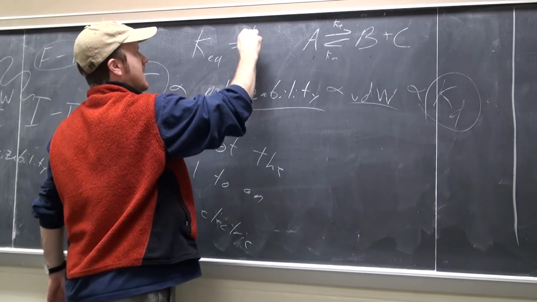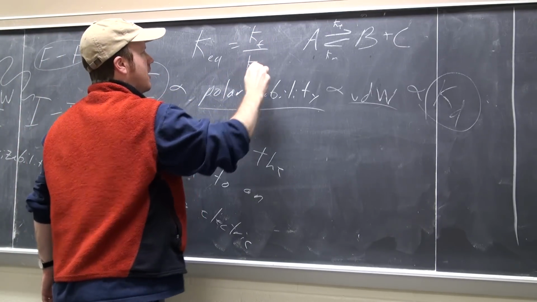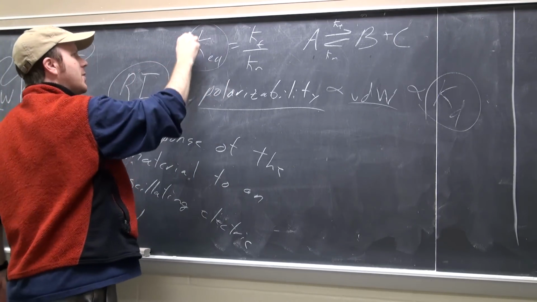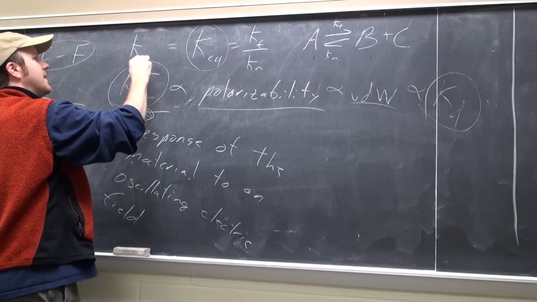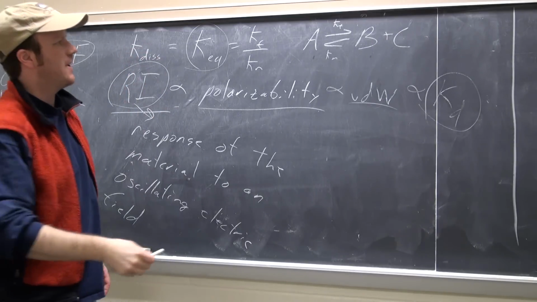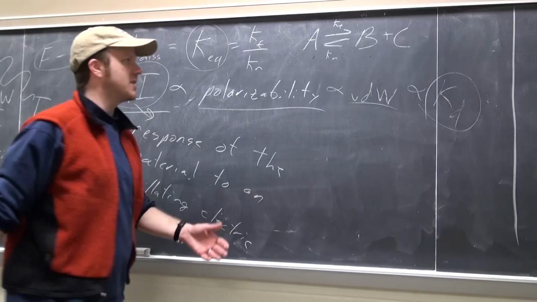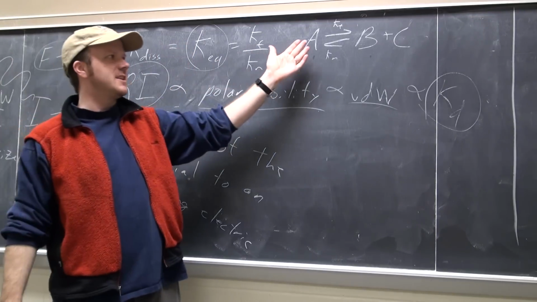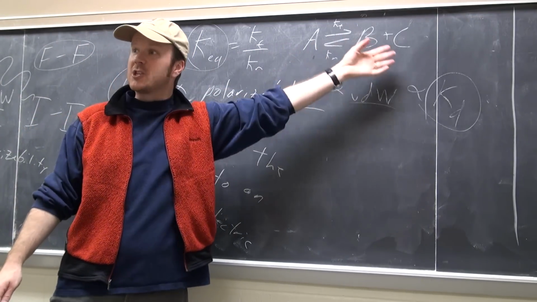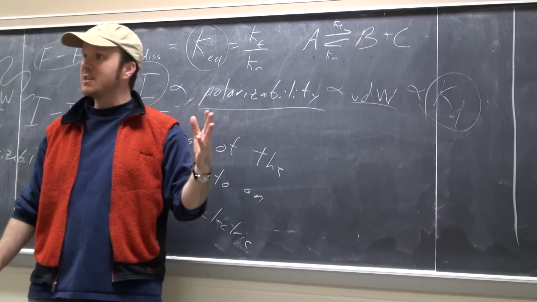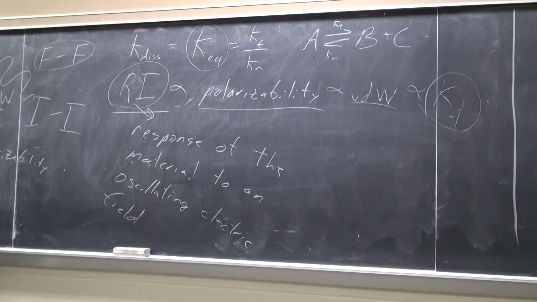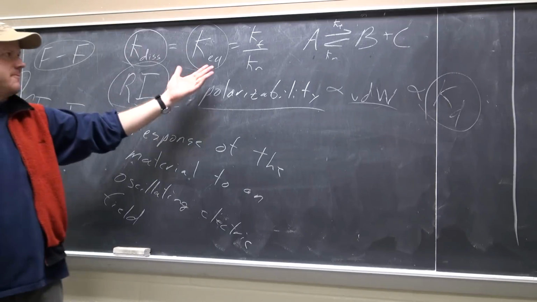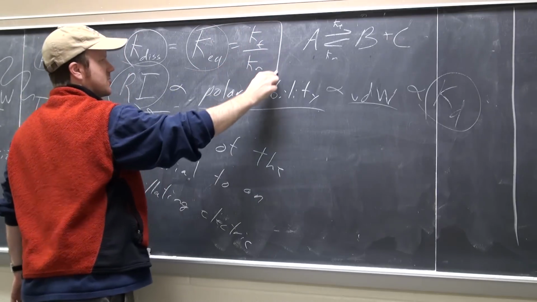So K EQ is K forward over K reverse. And so we can equate this equilibrium constant to something like K dissociation. Let's say if A is dissociating into B and C, we can call this a dissociation equilibrium constant. If A is a solid and B and C are aqueous, this could be dissolution. There can be precipitation. And so mostly all these K sub something are just special names for what type of process is going on. But they're all some form of equilibrium constant, and this is always true.